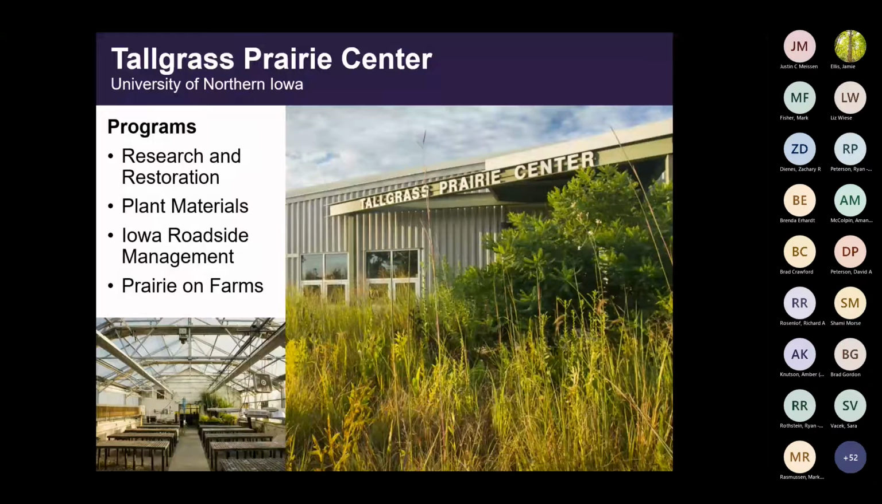The program I manage is the Research and Restoration Program, where we focus on applied prairie reconstruction research. Some of the other programs that we have are our plant materials program, which is focused on getting source-identified native seeds onto the commercial seed market. Then we have our Iowa roadside management program, where we support managing native vegetation on roadsides around the state. And finally, our most recent program, the Prairie on Farms program, where the objective is to integrate prairie into agricultural landscapes. Today we'll be talking about research which is related to a lot of the aims of that.